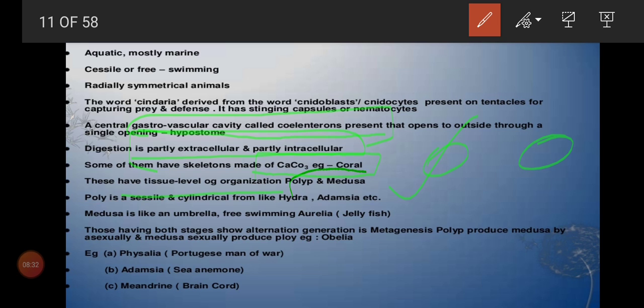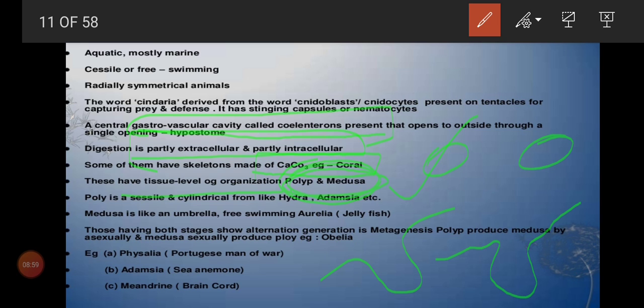And here we can see two very important stages, polyp and medusa. What do you mean by polyp and medusa, children? Polyp and medusa mean the same organism will show two different structures, polyp and medusa. Polyp means this is the structure of polyp. The structure will be like this. This is the structure of polyp.